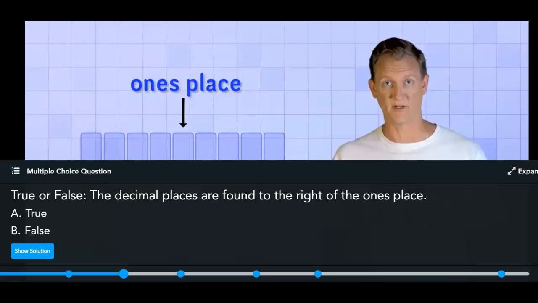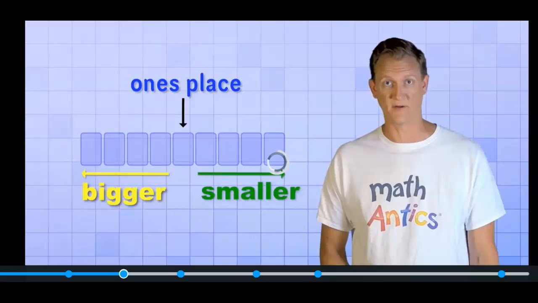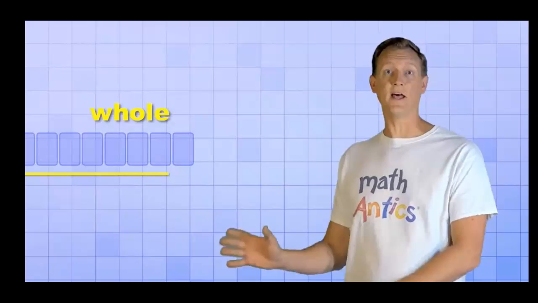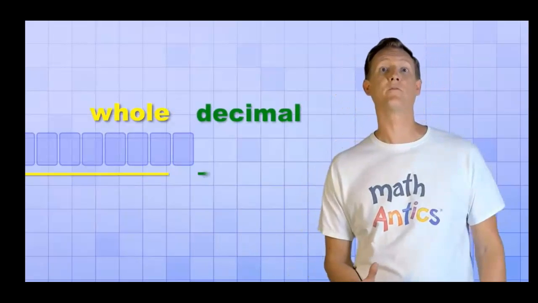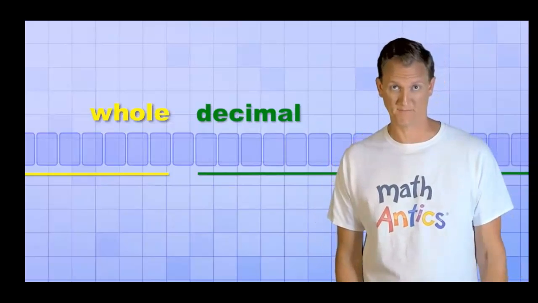True or false? The decimal places are found to the right of the ones place. Very true. And just like the whole number places can go on forever to the left, counting bigger and bigger groups, the decimal number places can go on forever to the right, counting smaller and smaller parts or fractions.